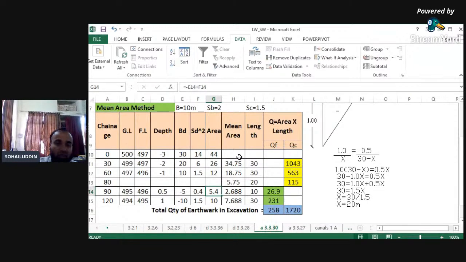Simple multiplication is there, length into area is nothing but this value, and the total quantity of earthwork in cutting has been calculated as 1720, and in filling as 258. Okay. So in the same way we will find out some more problems on this.